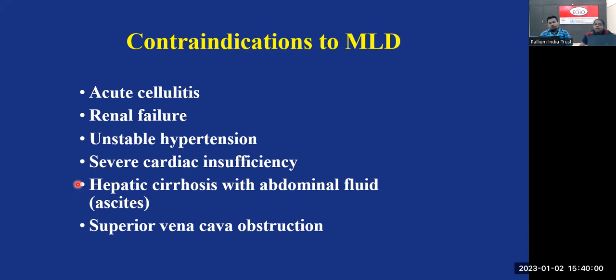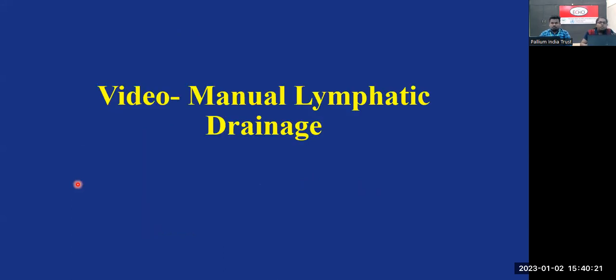And then severe cardiac insufficiency, hepatic cirrhosis, and superior vena cava obstruction. Superior vena cava obstruction is one of the palliative care emergencies. If they have heart disease and cancers, there is a chance of superior vena cava obstruction. If there is any of these kinds of things, you should not do manual lymphatic drainage. So next we can see a video on manual lymphatic drainage. I'll show you.